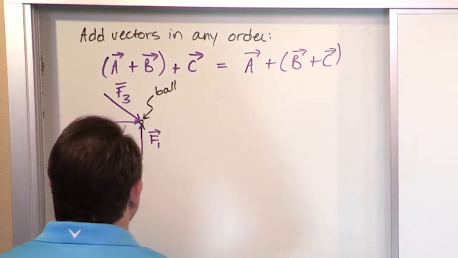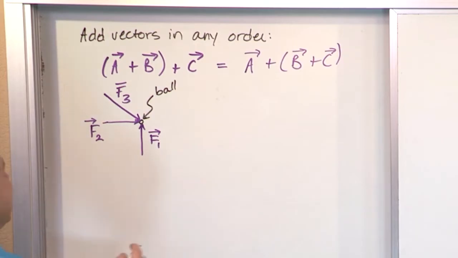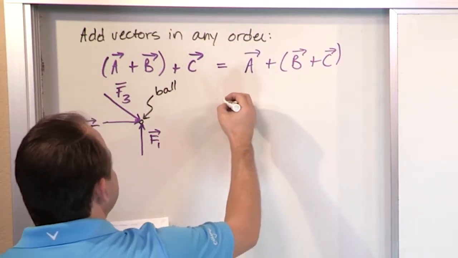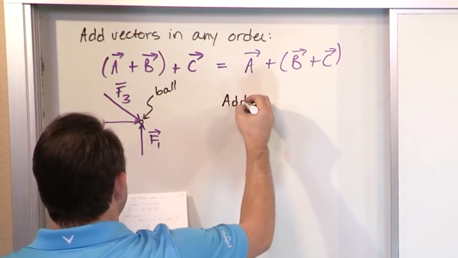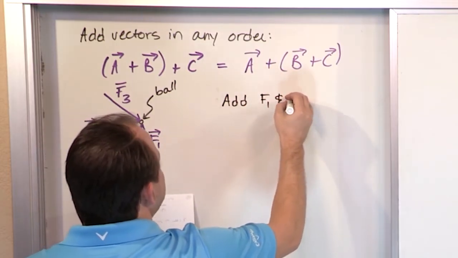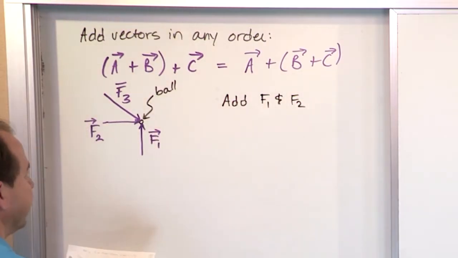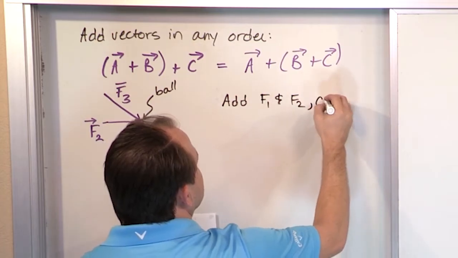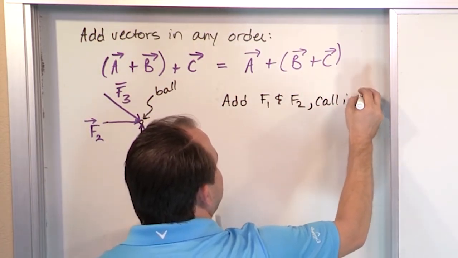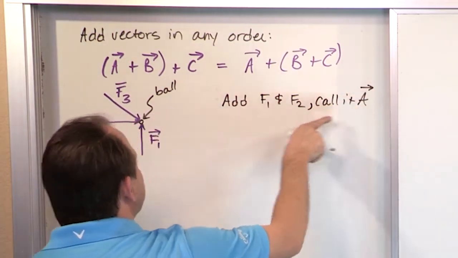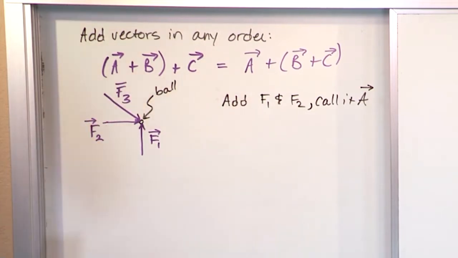All right. So what I'm going to do first is let's add F1 and F2 together, the first 2 vectors. Let's call it vector A. And then we're going to take the answer we get from A and we'll add it to vector 3 because we want to add all 3 of them together. So let's do that first.